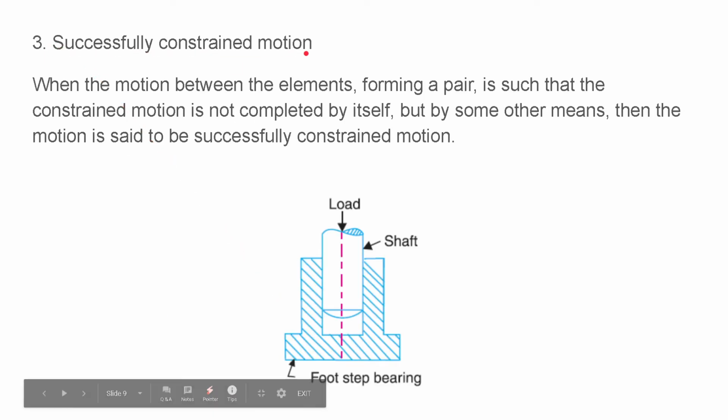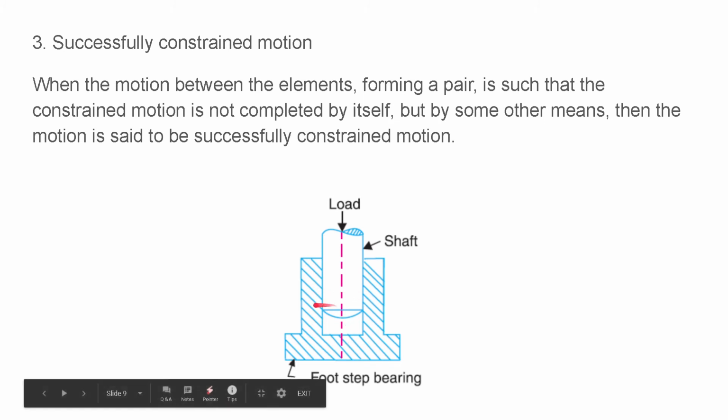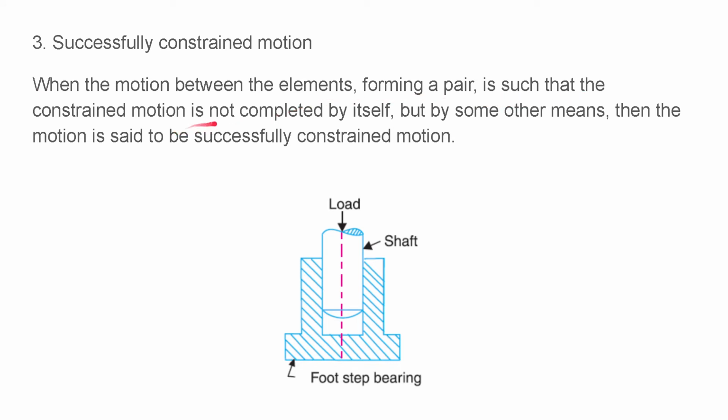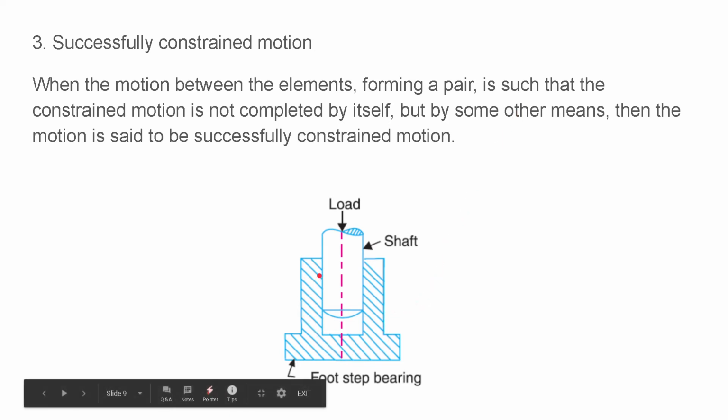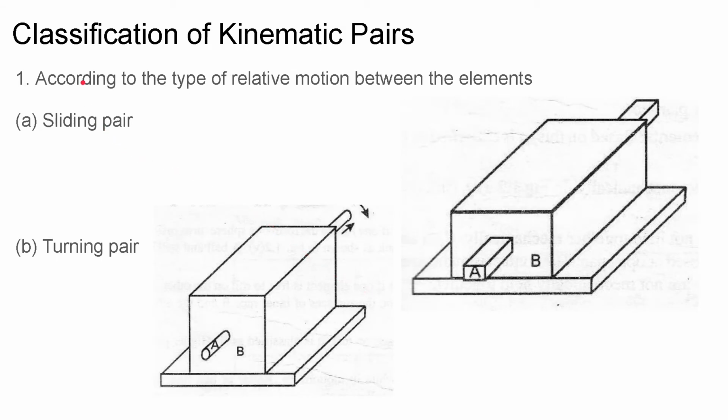Here neither translation nor rotations are allowed. It is completely constrained. So if we apply a force and the x direction and y direction both are constrained, then it will not move inside and it will not rotate also. So when the motion between elements forming a pair is such that the complete constraint is not achieved by itself, but externally we are putting constraints, so there is no movement in whatever force directions we are applying. Then we'll classify the kinematic pair.